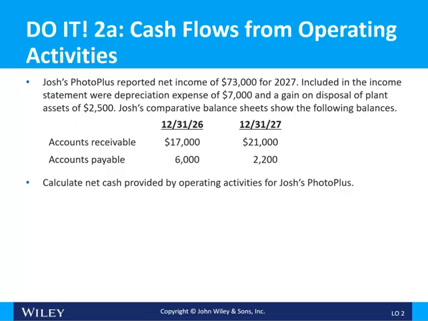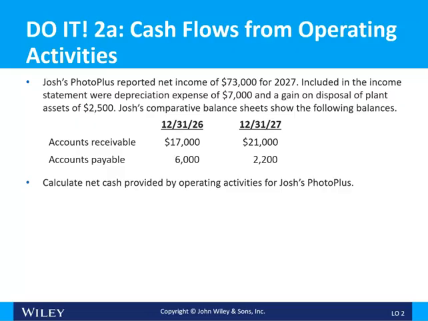So let's do another example here. Josh Photo Plus reported net income of $73,000 for 2027. Included in the income statement, depreciation expense of $7,000, gain on disposal of plant assets $2,500. The comparative balance sheet shows accounts receivable and accounts payable and their changes. Calculate net cash provided by operating activities for Josh's Photo Plus.